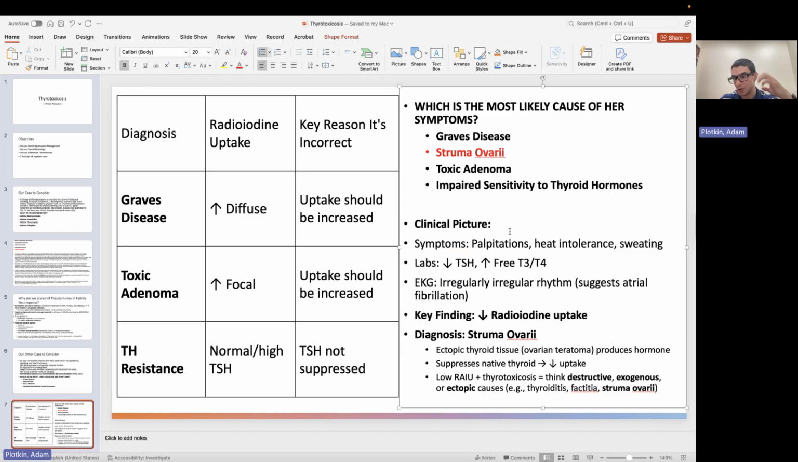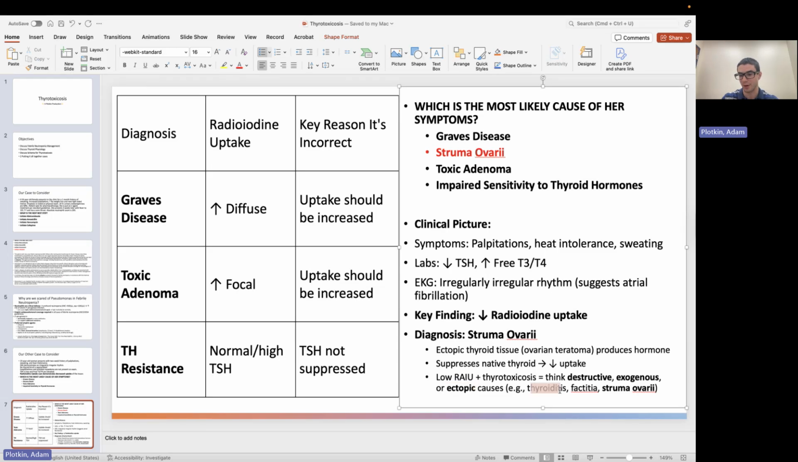Because there's no TSH or very low TSH, there's nothing really stimulating my thyroid. So my thyroid itself, the gland, is not overactive. And actually, it's going to be somewhat suppressed because my body, my brain, my pituitary is thinking, hey, we're getting enough thyroid hormone. I don't need to make TSH. We don't need to stimulate my thyroid gland. My thyroid gland is suppressed. So when I do a radioactive iodine uptake, the thyroid gland itself is not going to take up a lot of that tracer, right? So really what I want you to think about is when you see a low radioiodine uptake and thyrotoxicosis, we're thinking about destructive, exogenous, or ectopic causes.